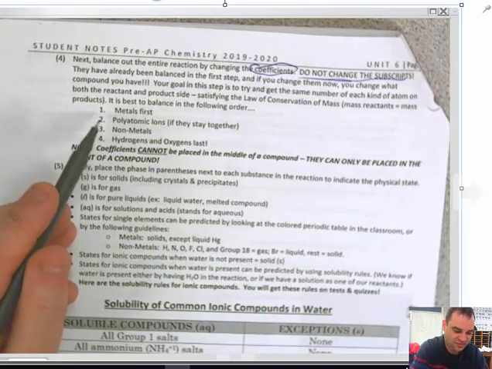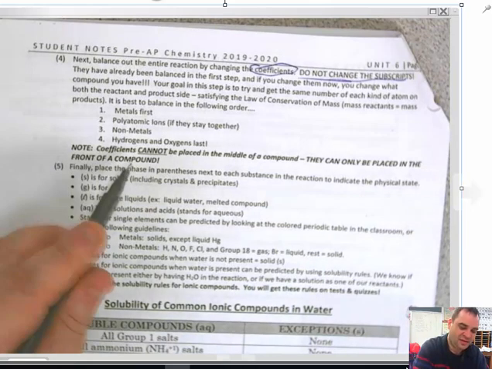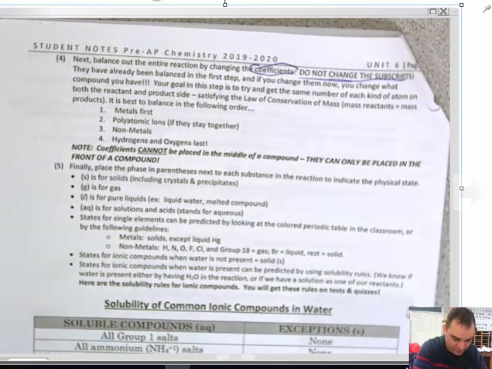Usually use metals first, polyatomic ions, nonmetals. Always save hydrogens and oxygens for last. Can't put a coefficient in the middle of a compound.